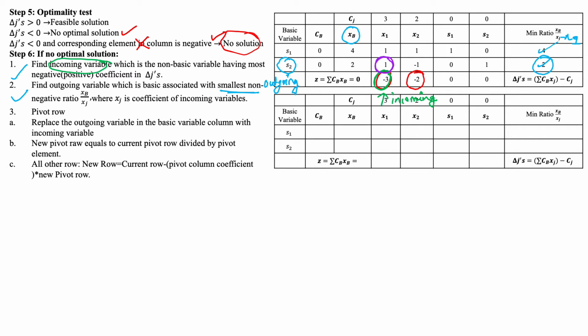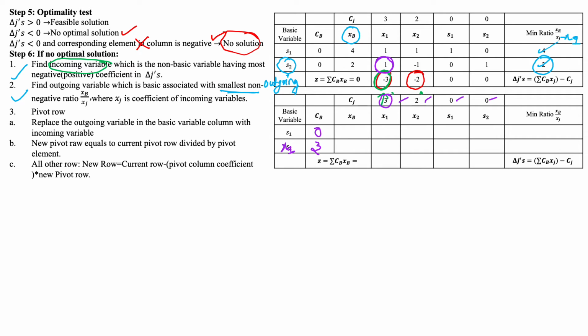Here I have my new table. The incoming variable is x1. So in the basic variable column, in place of s2 we will write x1. Now the coefficients in the objective function will always remain the same, they are not changing. So in the objective function, what is the coefficient of s1? That is 0. For x1, the value is 3.